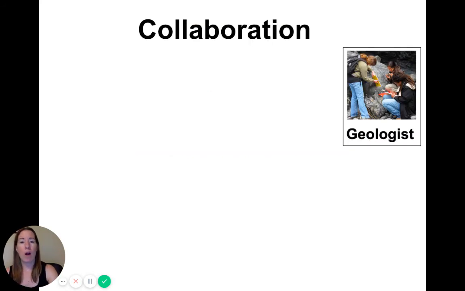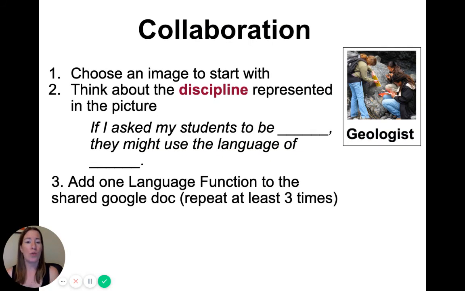All right, so you're going to take part in that collaboration. You're going to choose an image to start with. You're going to think about the discipline that's represented in the picture and then that sentence stem: If I asked my students to be geologists, they might use the language of... I want you to add at least one language function to the shared document and then repeat that 3 times. So do 3 different disciplines and add at least one language function to each.